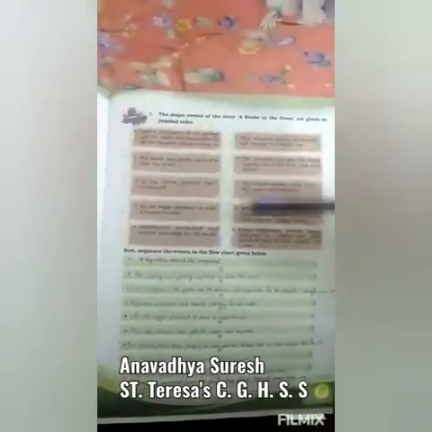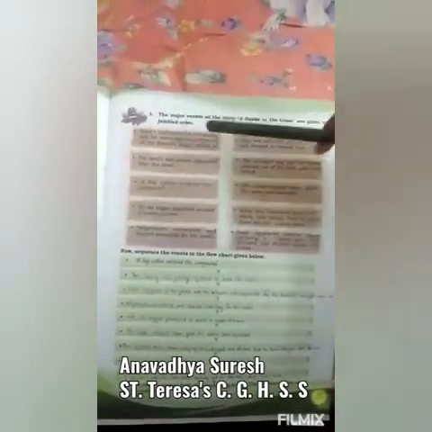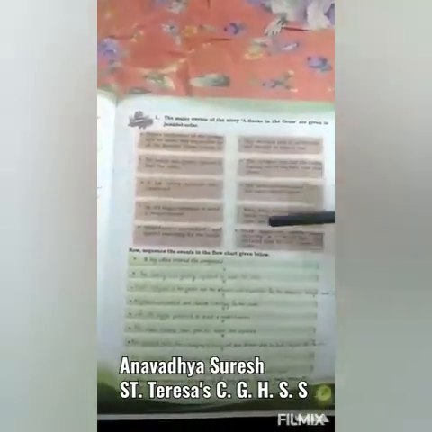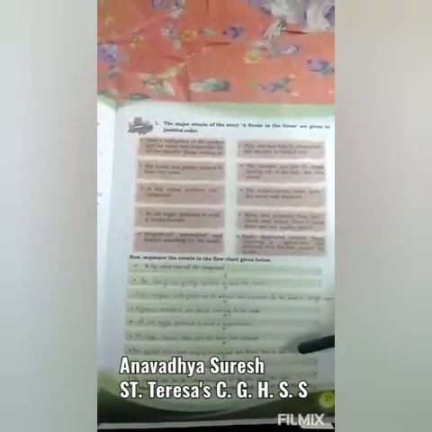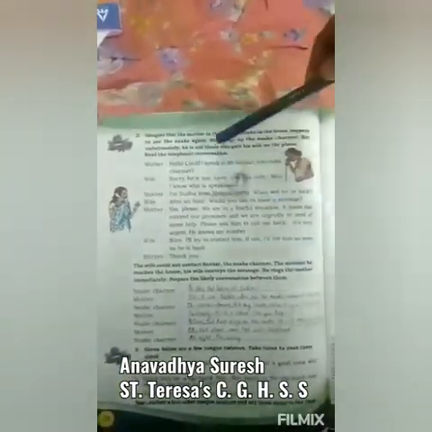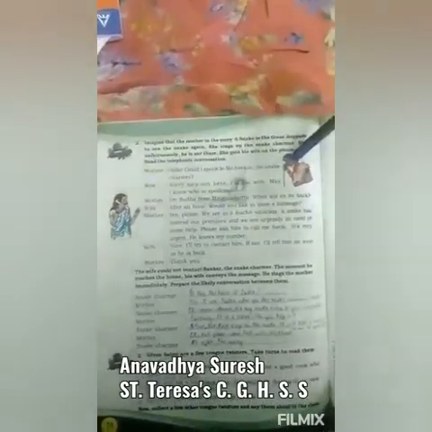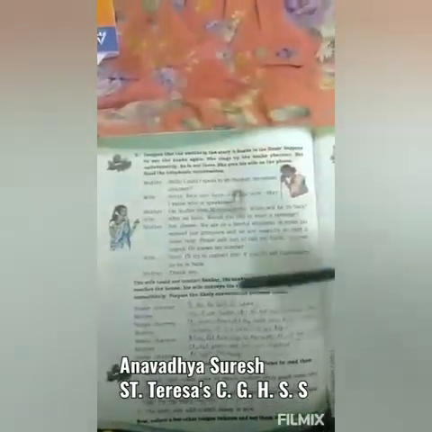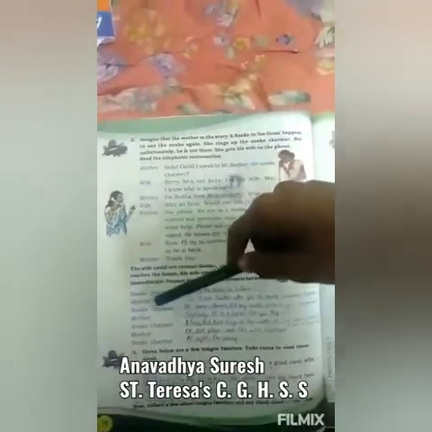This is the first textual activity of the chapter. The major events of the story are given here in a jumbled order. We have to arrange them in the correct way. This is the second activity of the chapter. Here, the conversation between the snake charmer's wife and mother is given. Like this, we have to write a conversation between the snake charmer and mother.